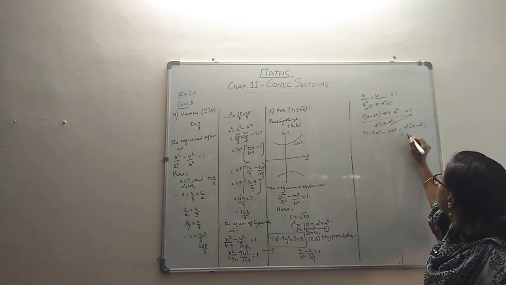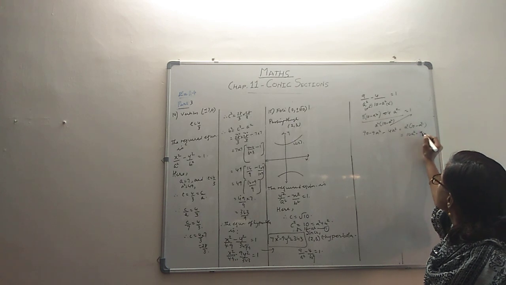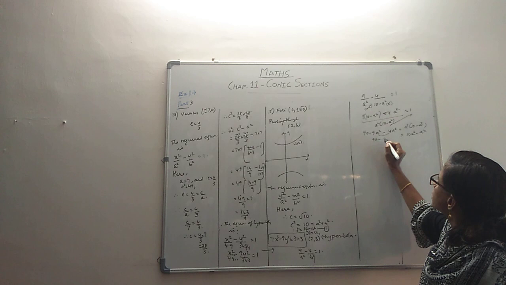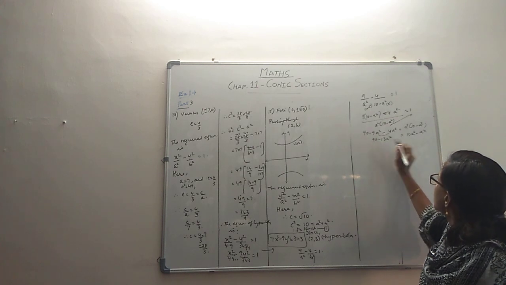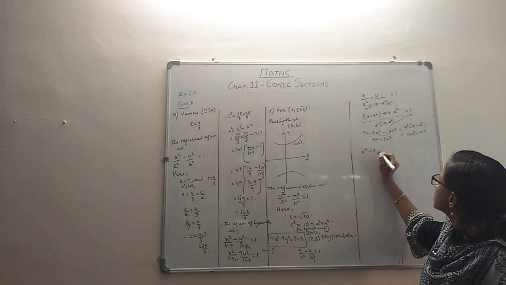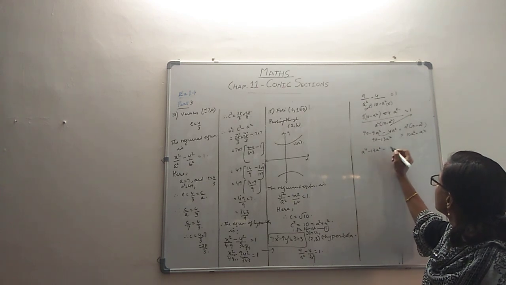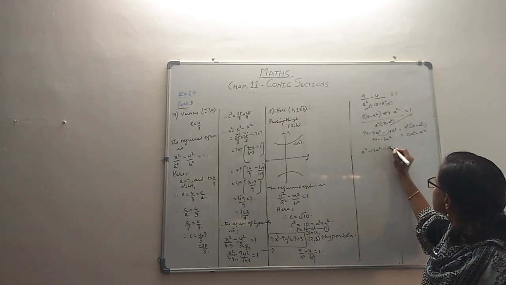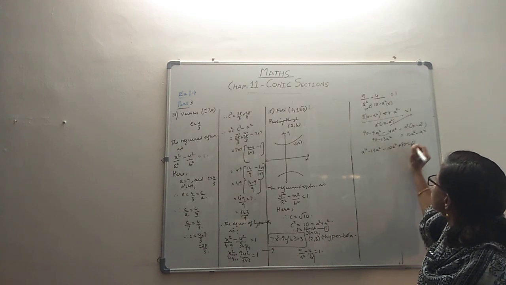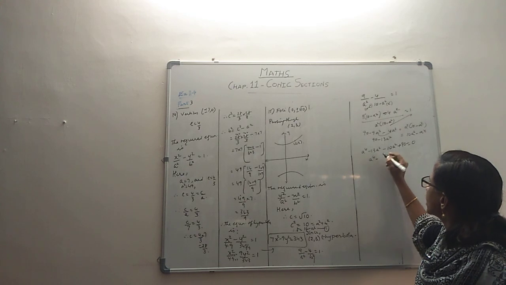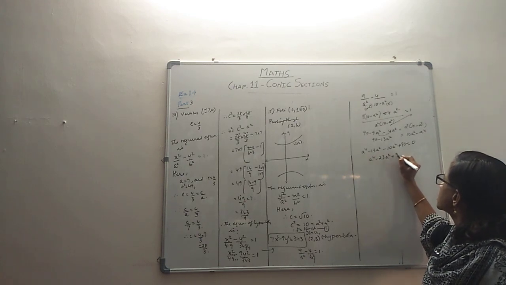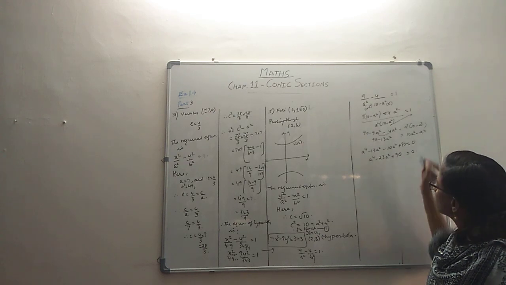Let's expand it. 10a squared minus a raised to 4, and these both are like, so minus 13a squared. Let's have everything on one side. A raised to 4 minus 13a squared minus 10a squared plus 90 equal to 0. So a raised to 4 minus 23a squared plus 90 equal to 0.